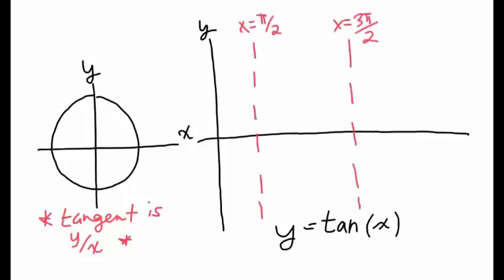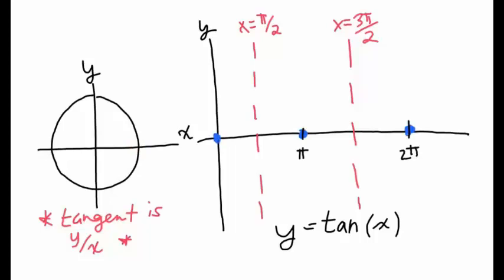Next, let's try to determine where our tangent is identically equal to 0. Tangent is going to be identically equal to 0 when the y-coordinate is 0. And there are places on our unit circle where the y-coordinate is 0. First at 0 degrees, then at 180 degrees, and then again at 360 degrees. So 0, pi, 2 pi, and so on and so on.